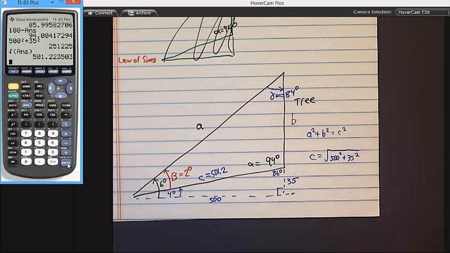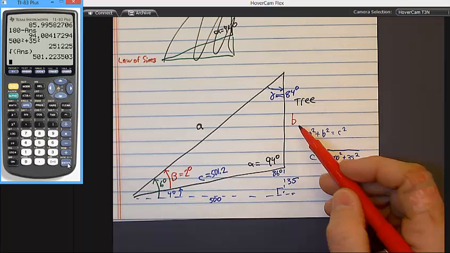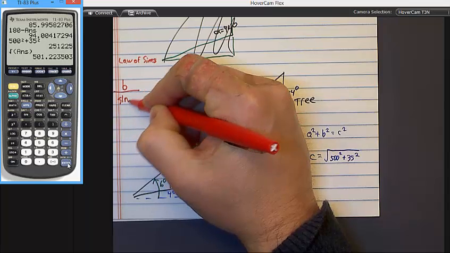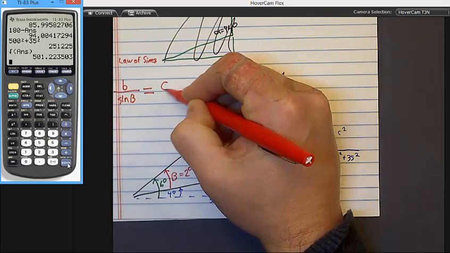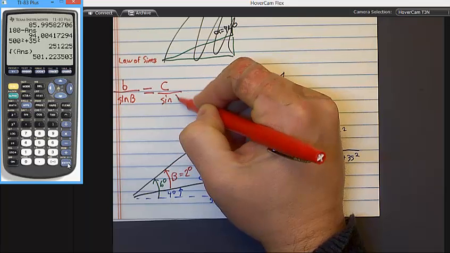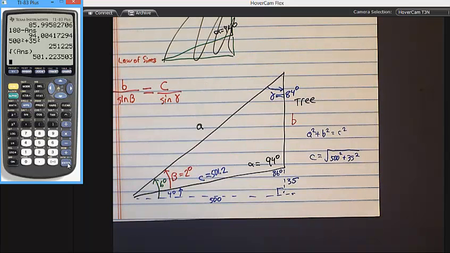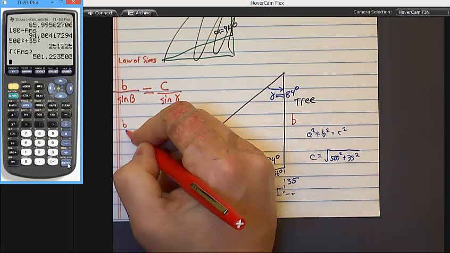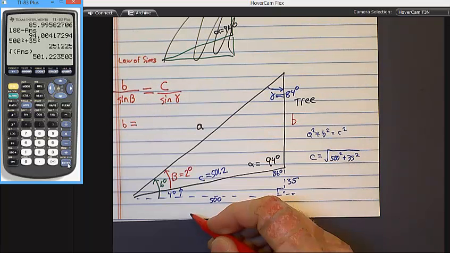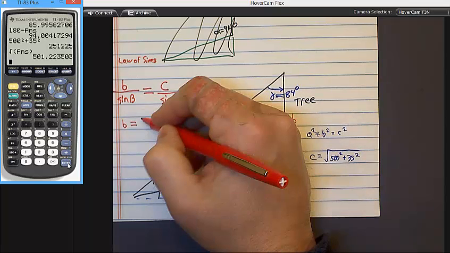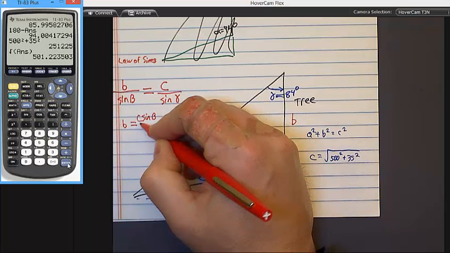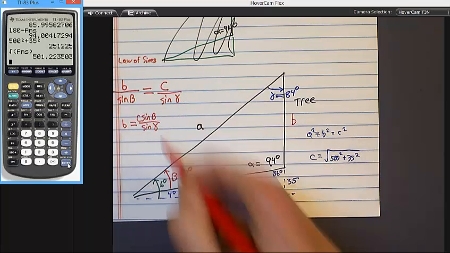Law of sines says if I want to know b, b over the sine of beta is going to be equal to c over the sine of gamma. Right? And so let's fill in some things. We're going to say b is equal to c times the sine of beta over the sine of gamma, right? Because I will multiply both sides by the sine of beta. I'll get b by itself.